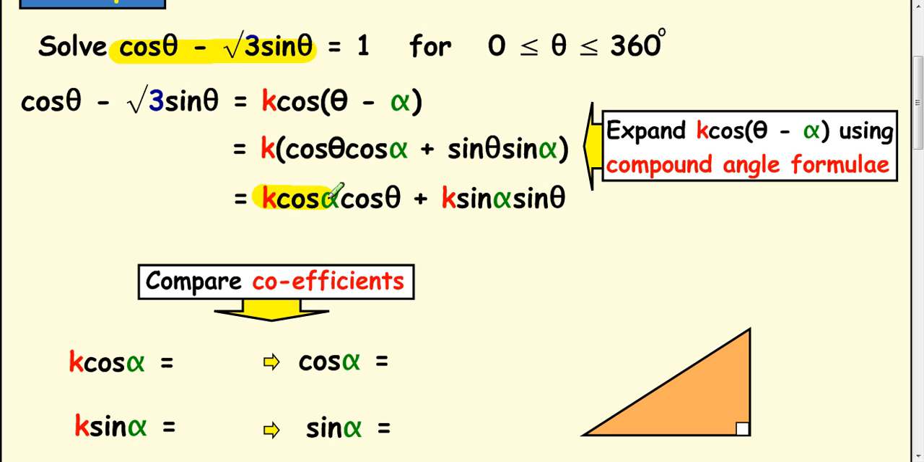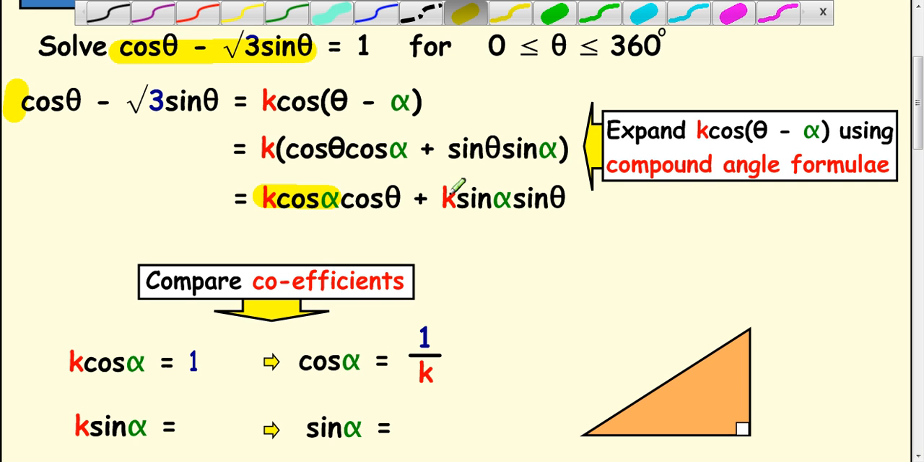So k cos alpha, sorry, is the coefficient of cos theta, and if we look up here, that's a 1. So we can write that down, 1. So cos alpha is equal to 1 over k. Get my alphas and my thetas mixed up here.